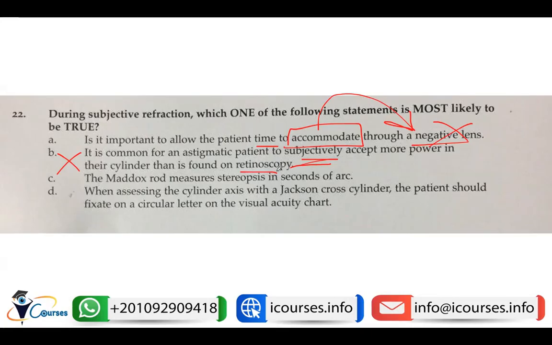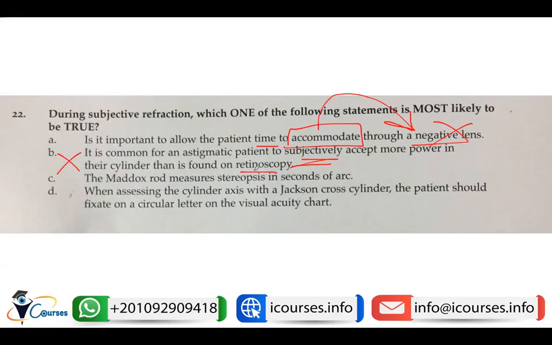But for the cylinder, it is not common, as usually the cylindrical power will be the same in the retinoscopy and after retinoscopy. And also, the patient is usually reluctant to accept more cylinder, especially if the patient is wearing the cylinder for the first time. Usually it is wise to undercorrect him because it is not common that this patient will accept a high cylinder. This is because he is not usually accustomed to it.